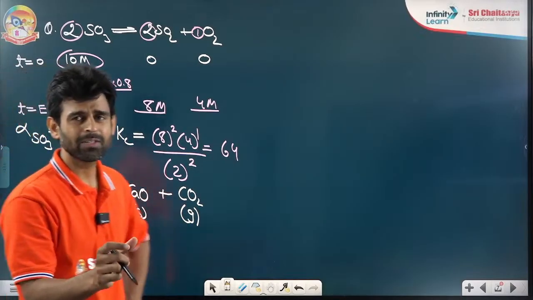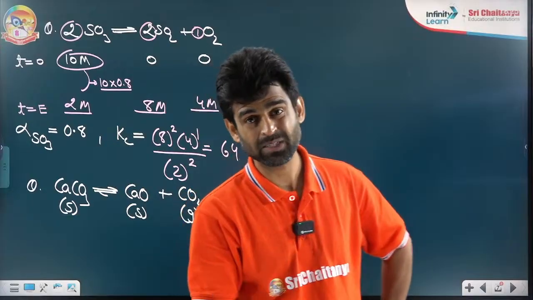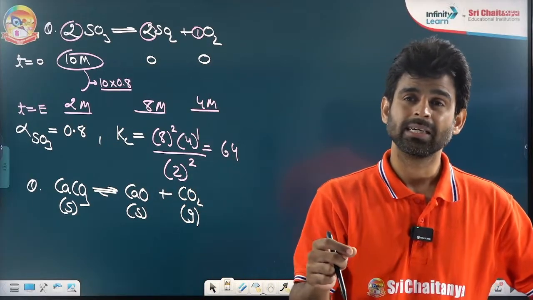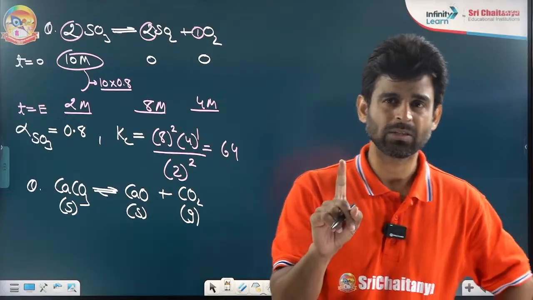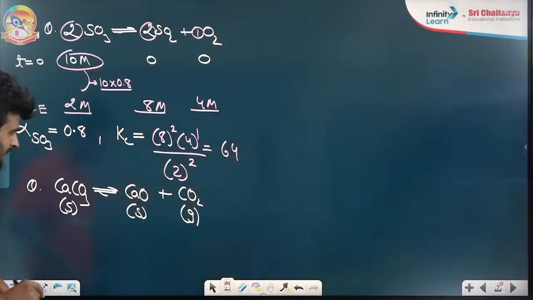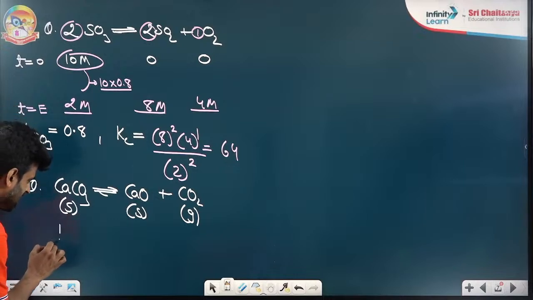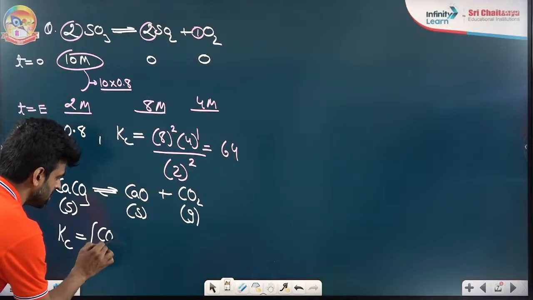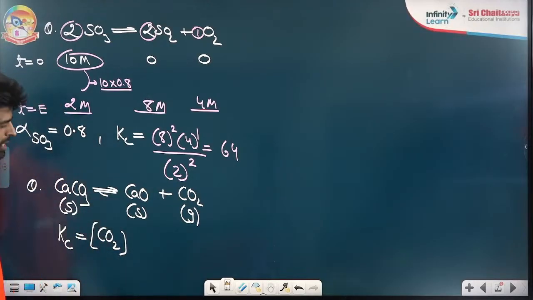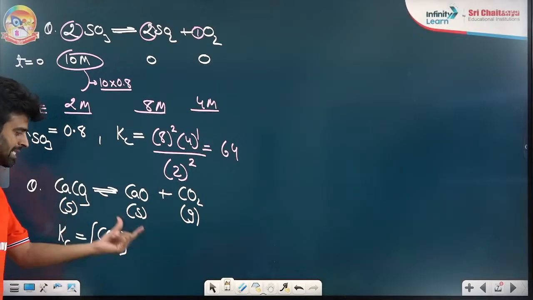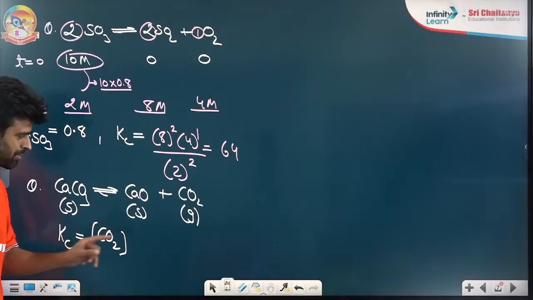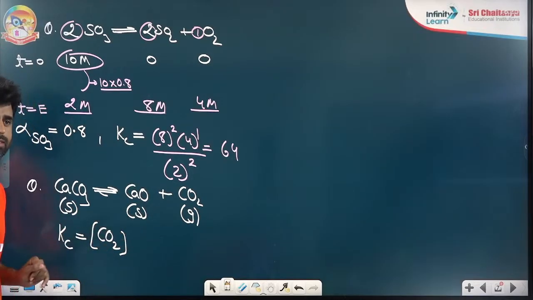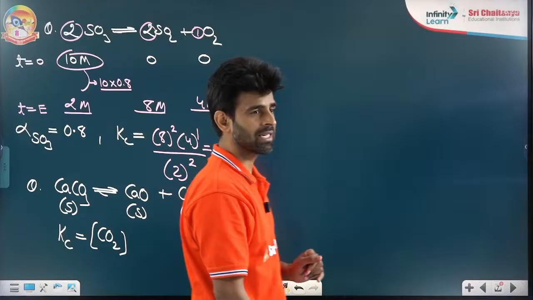Solid things we don't take in the Kc or Kp expression, or you can say we take their active mass or their concentration as 1. So if I write the Kc expression, what will come in it? Only the concentration of CO2 will come. You can take it as 1 divided by 1, or I will say don't even write it in the expression. Just CO2 is coming because this is gas. These are solids. Be careful about it. Clear, bacha? Are we clear about this?